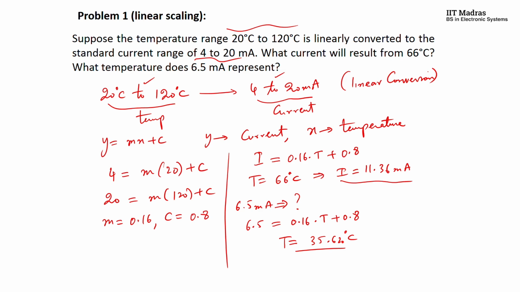So what are we essentially trying to do? We are trying to map the temperature with respect to the current. The temperature range is 20 to 120 degrees, and the current range is 4 to 20 milliamps. If we pick a value of temperature in the range 20 to 120 degrees, what could be the corresponding current? Similarly, if the current is given in the range of 4 to 20 milliamps, what could be the temperature? This is the way to solve this problem.